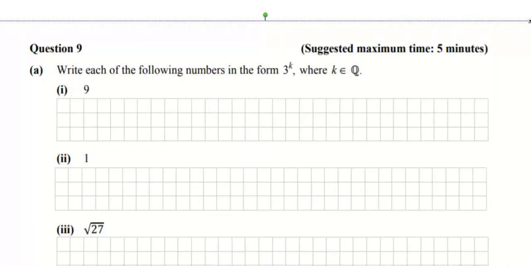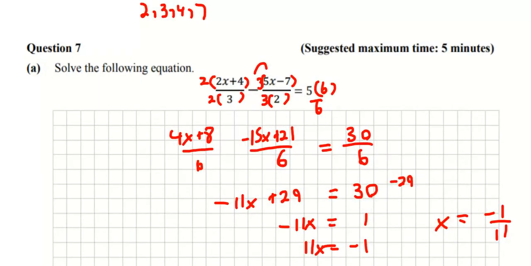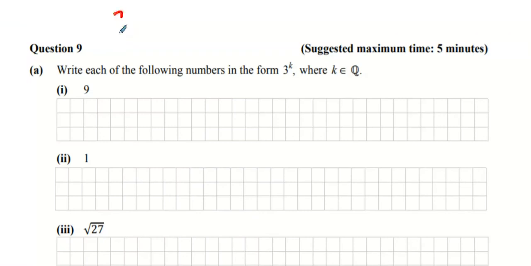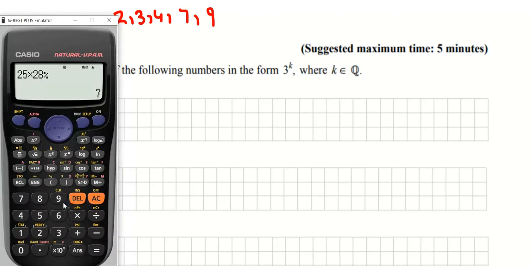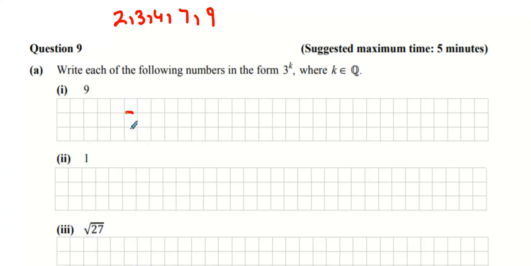Now, what have we done so far? 2, 3, 4, 7, and now we're on to 9. Write this in the form 3 to the power k. Now it's 3 squared, but you could also do 9 and you press shift fact to get 3 squared. 1 is the same as 3 to the power of 0.